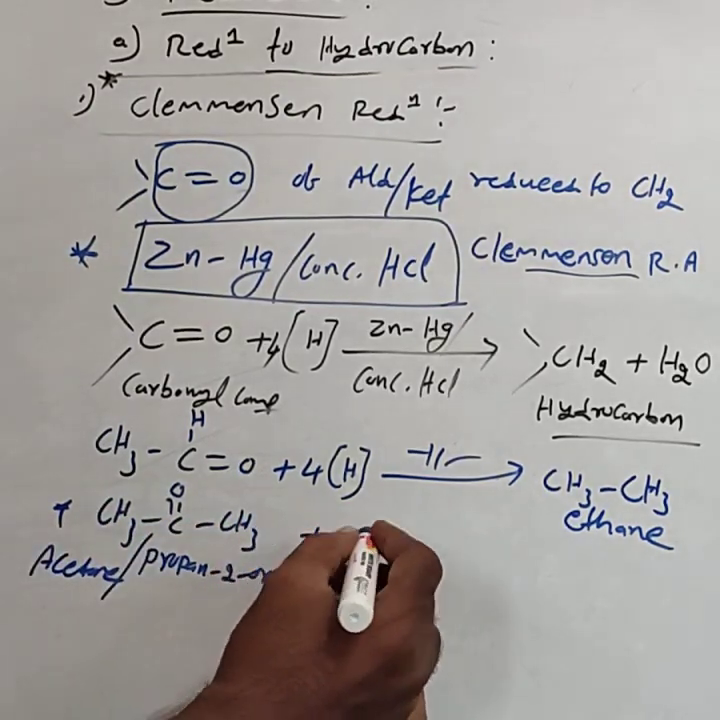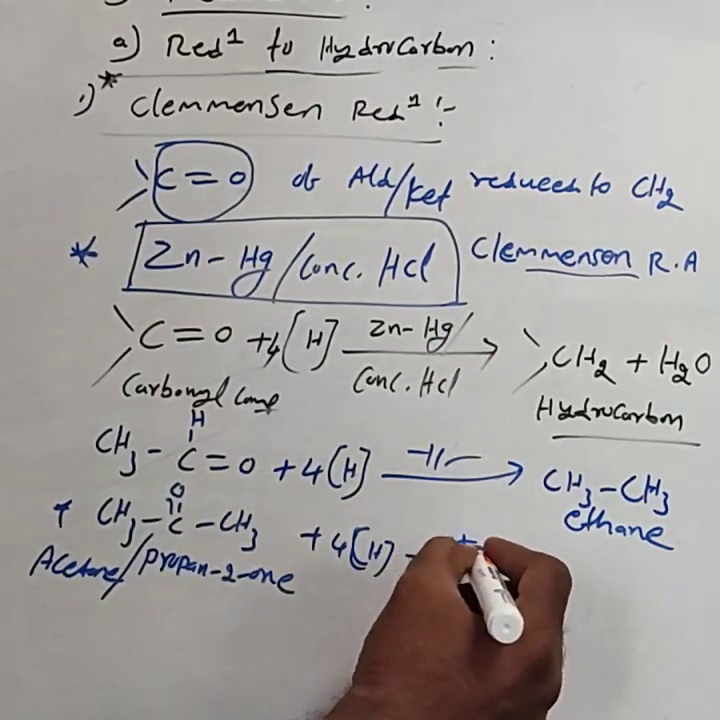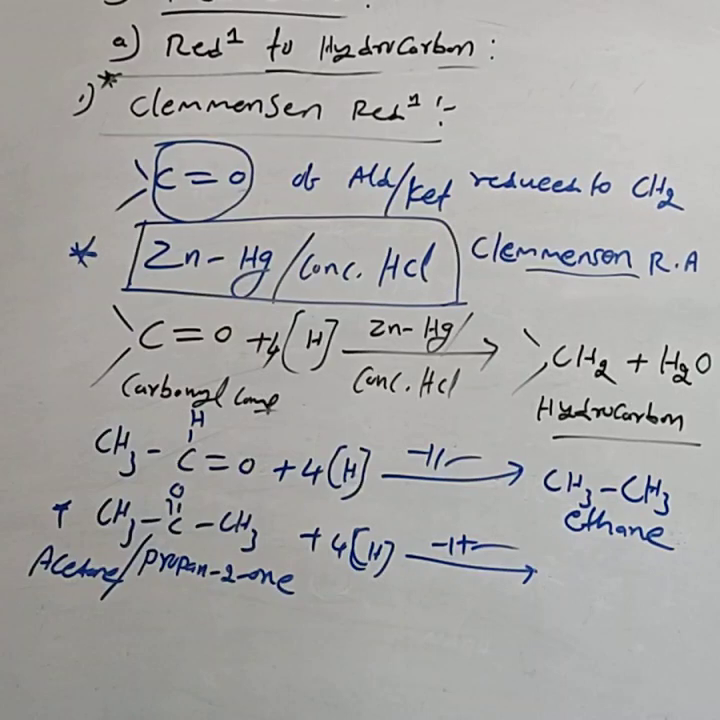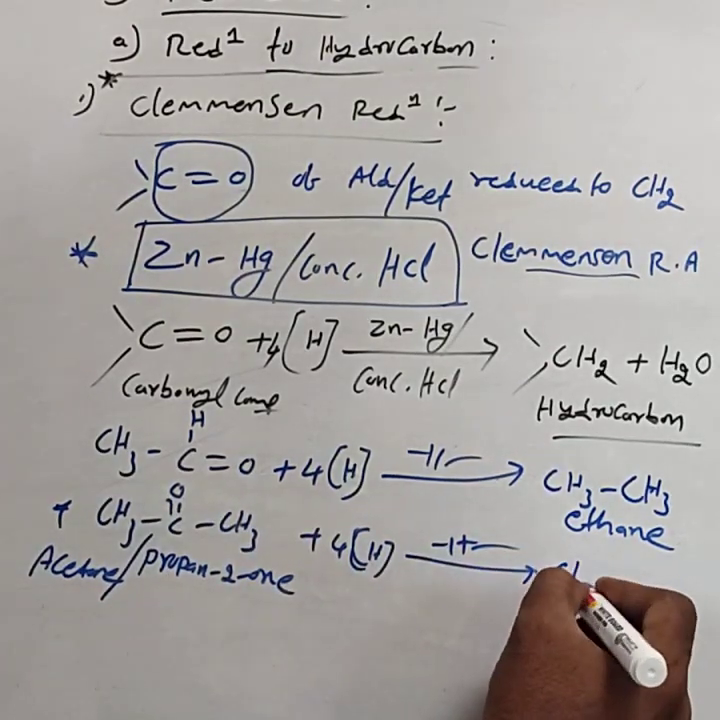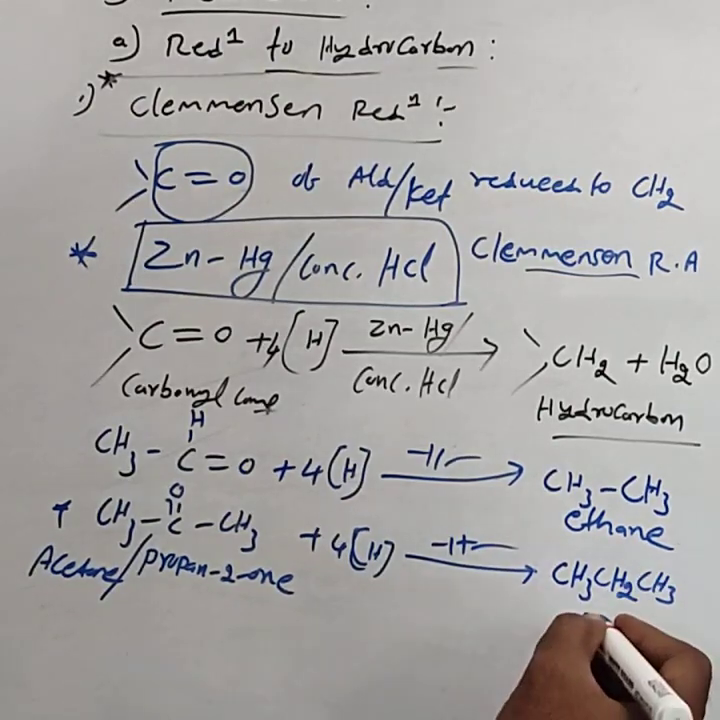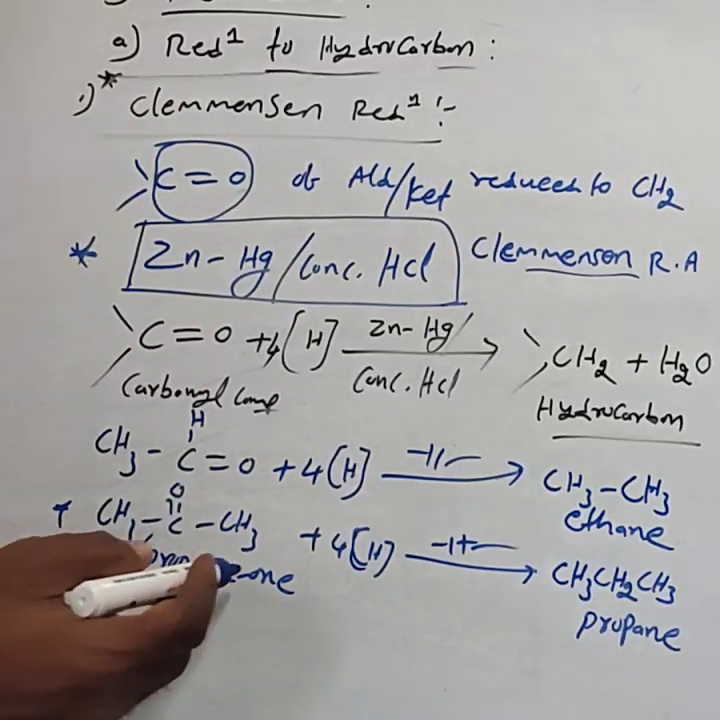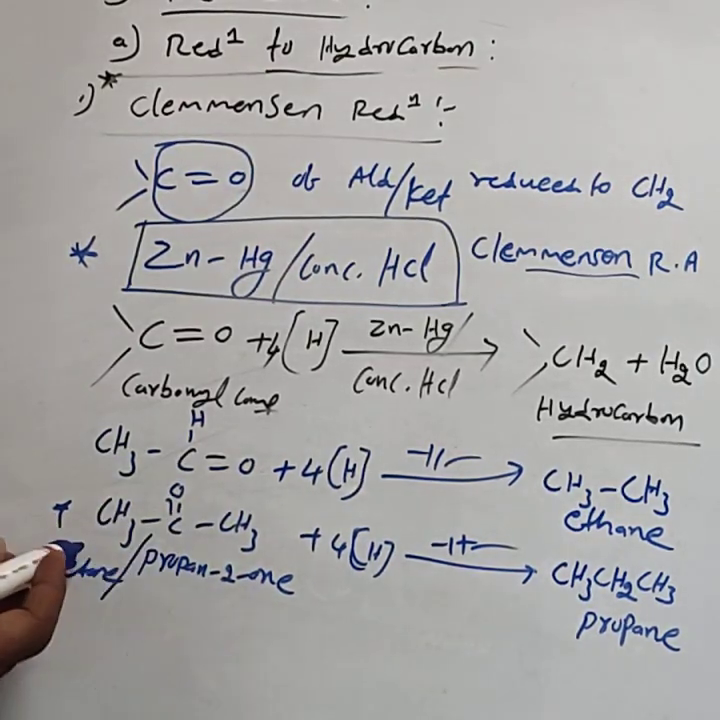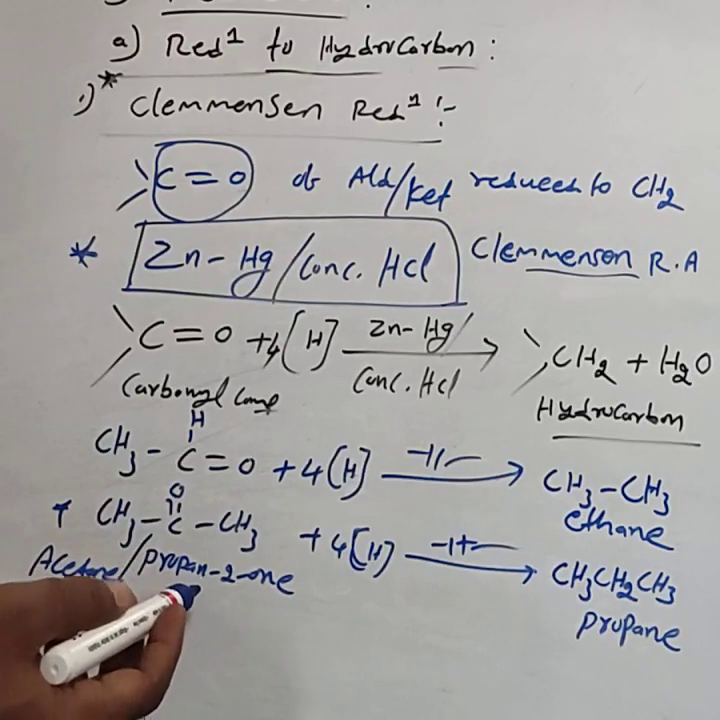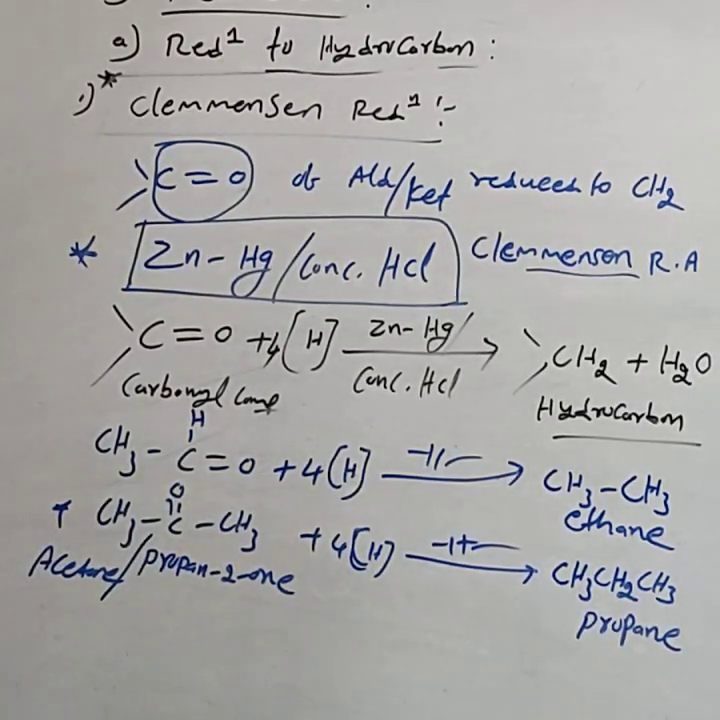Acetone, when treated with zinc amalgam in concentrated HCl. Can you guess the product formed? CO is converting into CH2. That means the formula is CH3CH2CH3. This is called propane. Acetone on reduction, the hydrocarbon formed is propane.